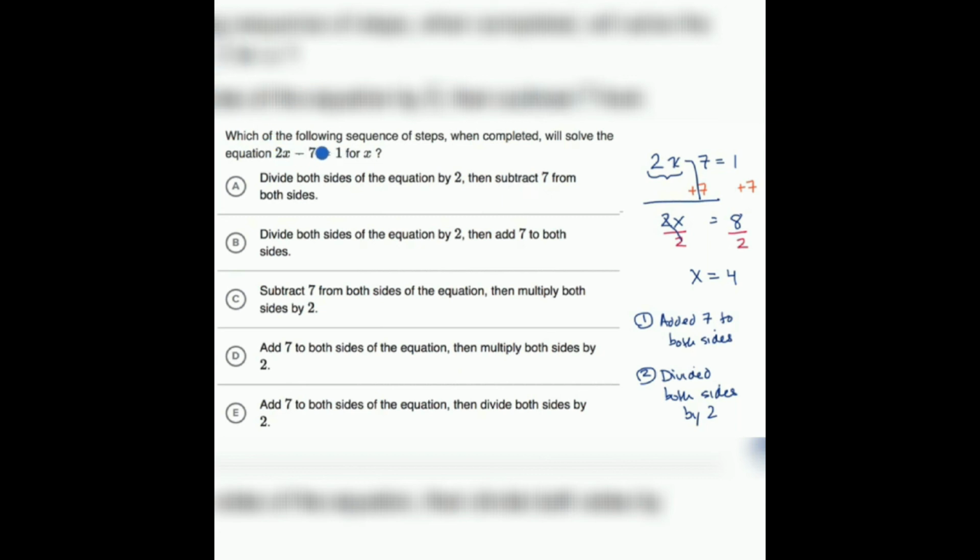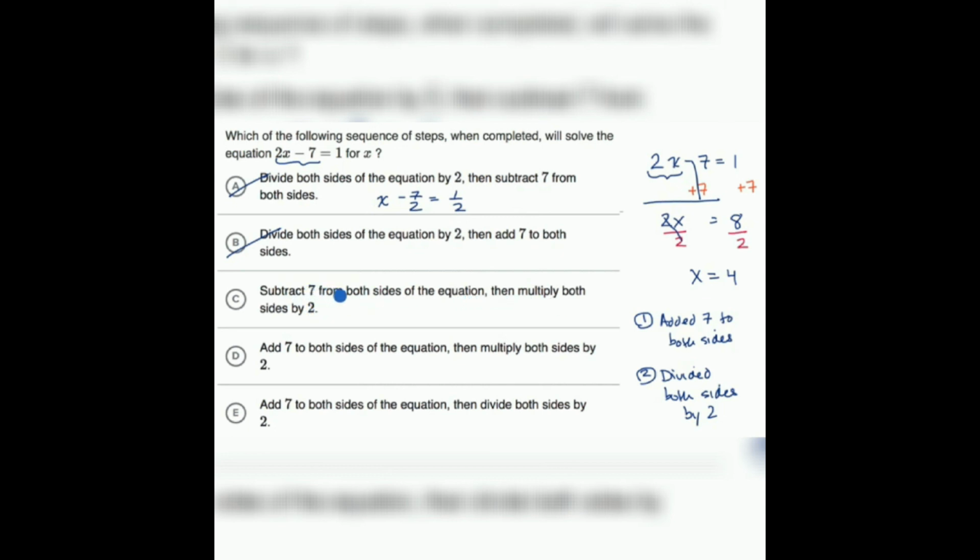If you divided both sides by 2 first, if you divide the left-hand side by 2, you would get 2x divided by 2 is x, minus 7 over 2 is equal to 1/2 when you divide the right side by 2. And then you subtract 7 from both sides. That's definitely not going to solve for x. Rule that out. Divide both sides of the equation by 2, then add 7 to both sides. So those are the two steps that we just did, but they're in reverse order, so we can rule that one out as well. Subtract 7 from both sides of the equation, then multiply both sides by 2.